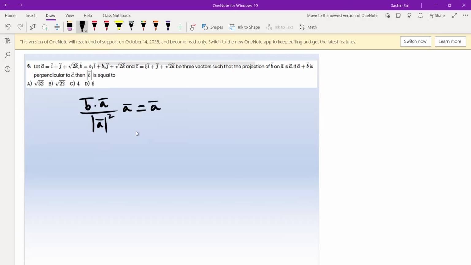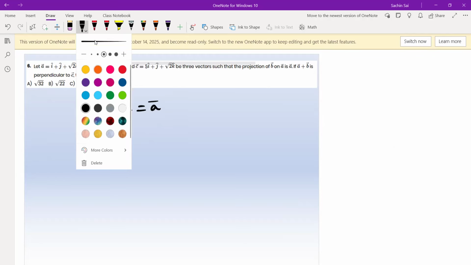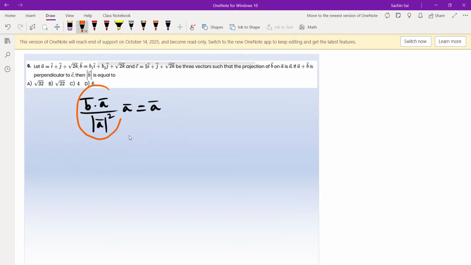Now that means that the scalar on the left hand side, what is the scalar on the left hand side? It is (b dot a)/(mod a squared). This should be the same as the scalar on the right hand side. The scalar on the right hand side is 1, right? So you get your first condition here, (b dot a)/(mod a squared) is 1, or I can write b dot a equals mod a squared. That gives me the first condition on b1 and b2, right?